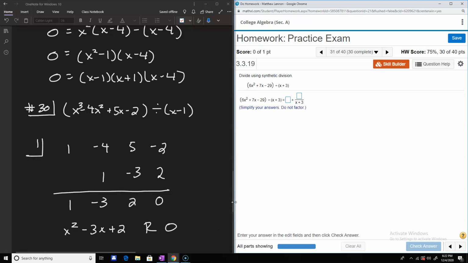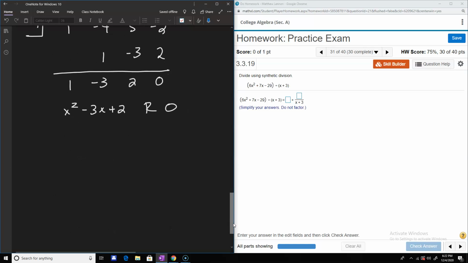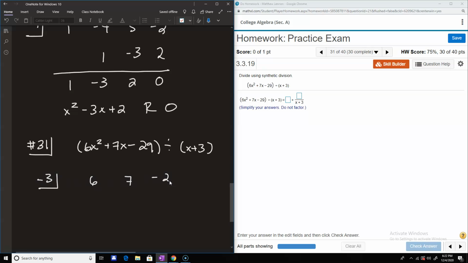Another synthetic division. This one, again, no missing terms in the polynomial we're dividing into. But the root is a little more complicated than 1 this time. So we have 6x squared plus 7x minus 29 divided by x plus 3. So our root is -3. And then we have a 6, a 7, and a -29.